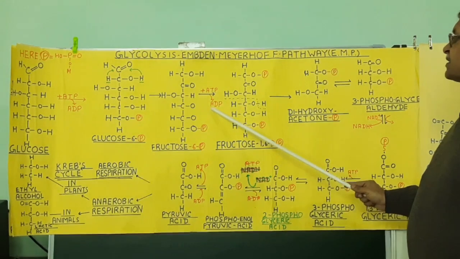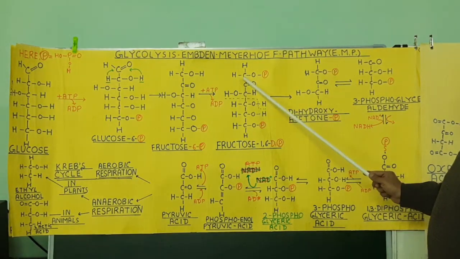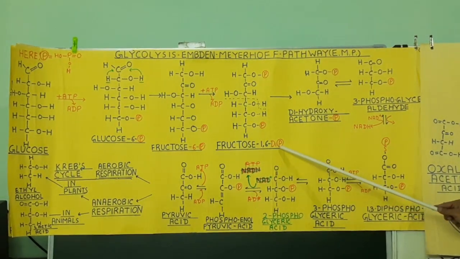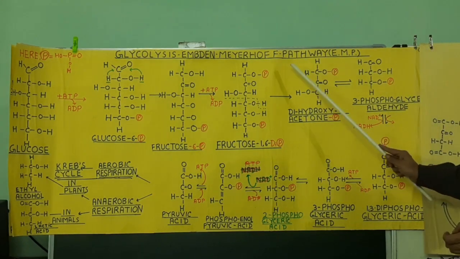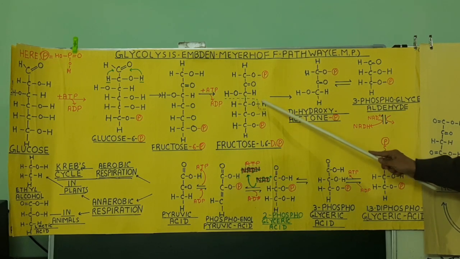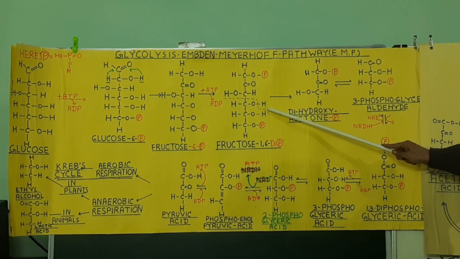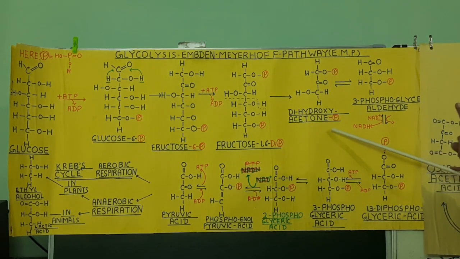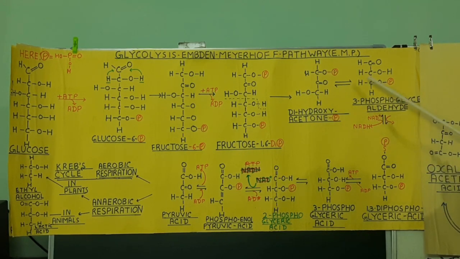Then it isomerizes to fructose 6-phosphate. One more phosphate is taken from ATP, binds with carbon number 1. So fructose 1,6-diphosphate is formed. So there is no discrepancy here. The important point is that at this level there is splitting in the middle of the fructose 1,6-diphosphate molecule, you can see here. So now 2 molecules are formed which are 3 carbon compounds. One, the dihydroxyacetone phosphate, and the other 3-phosphoglyceraldehyde.